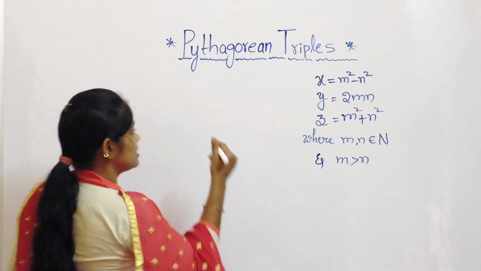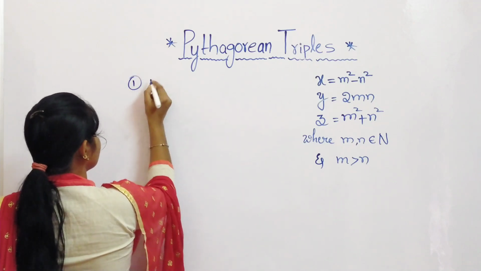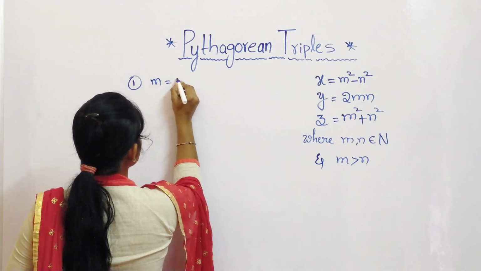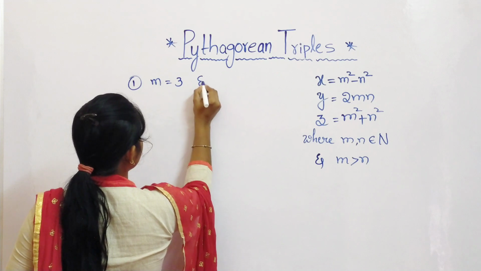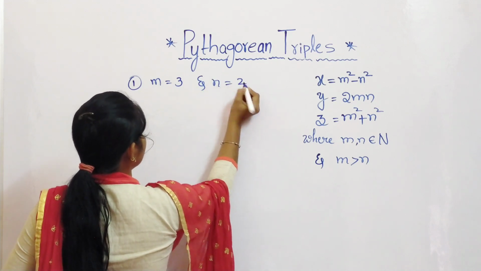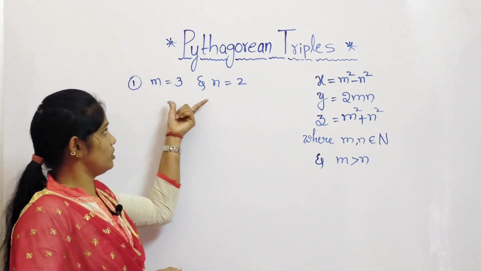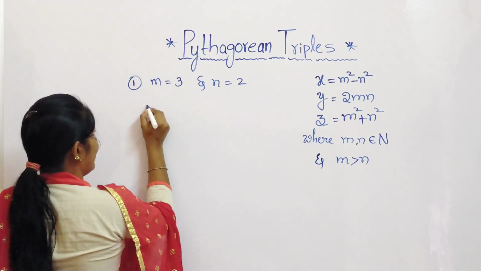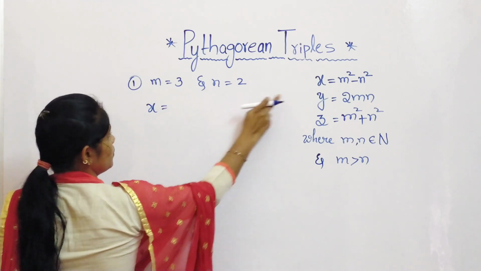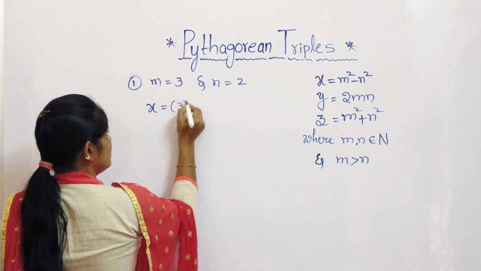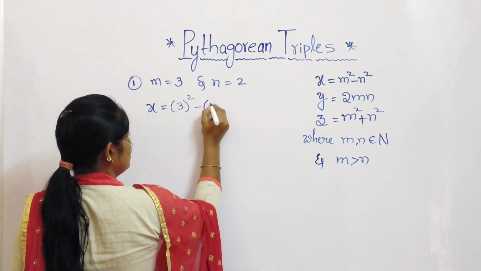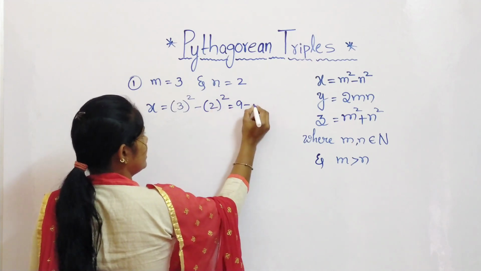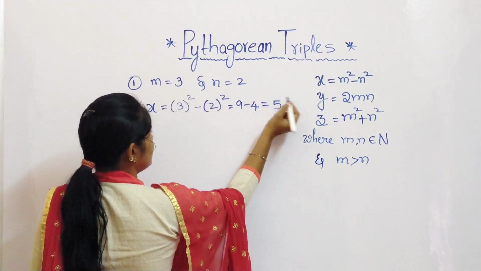Our first example is, let us consider m as 3 and n as 2. So now substitute the values of m and n. Here x is equal to m square, means 3 square, minus n square, so 2 square. 3 square is 9, minus 2 square is 4. So 9 minus 4 is 5.